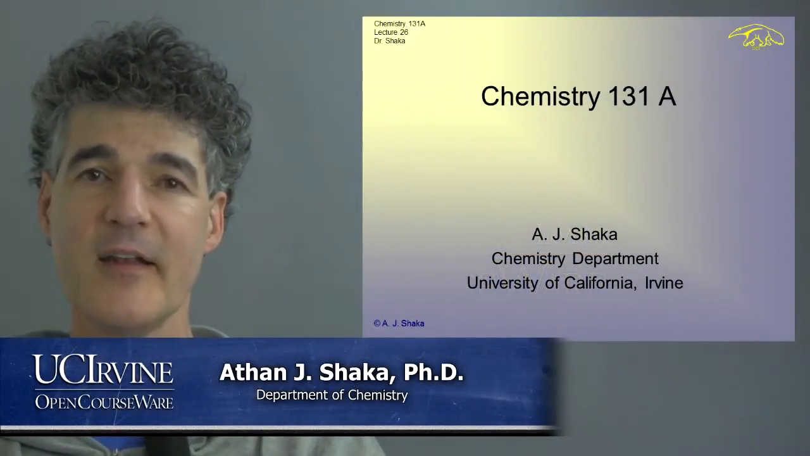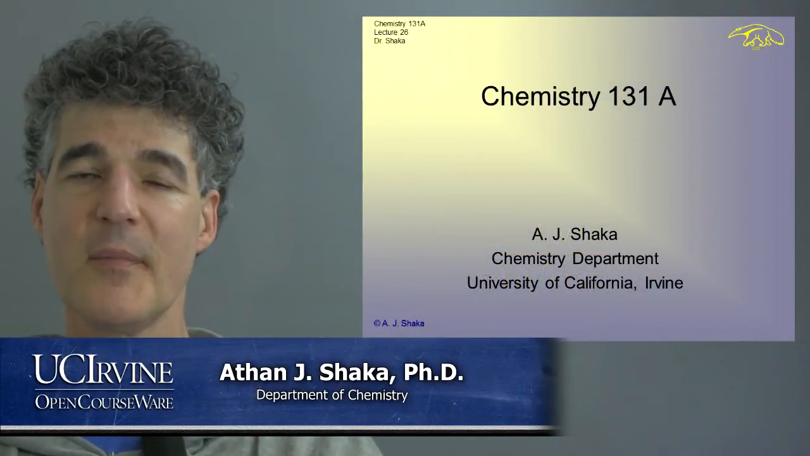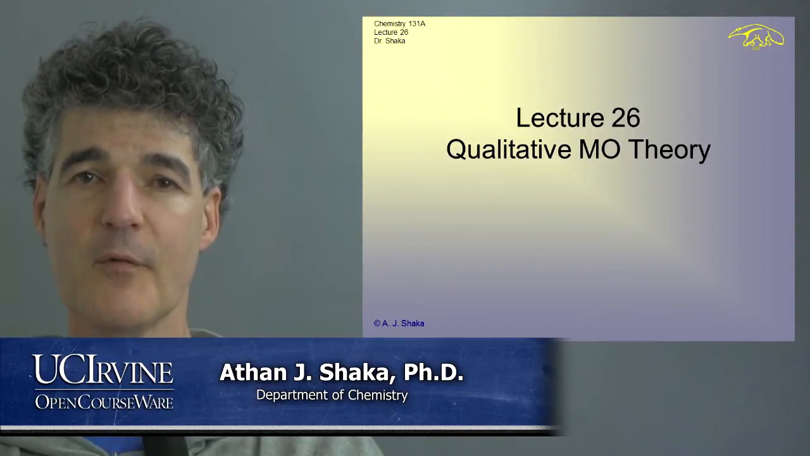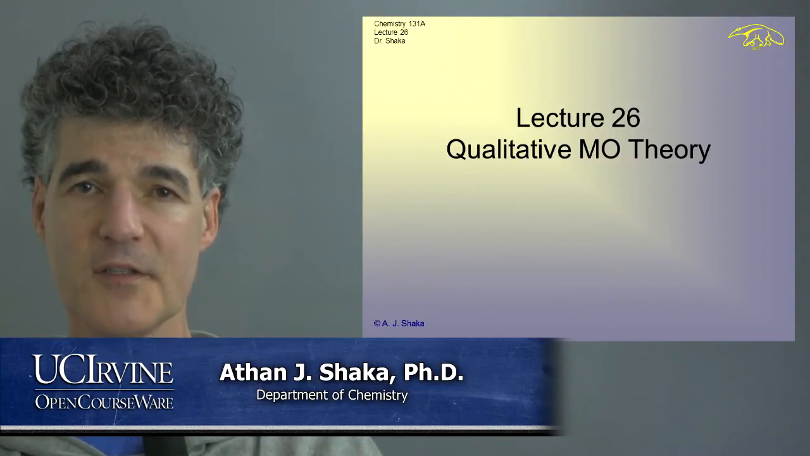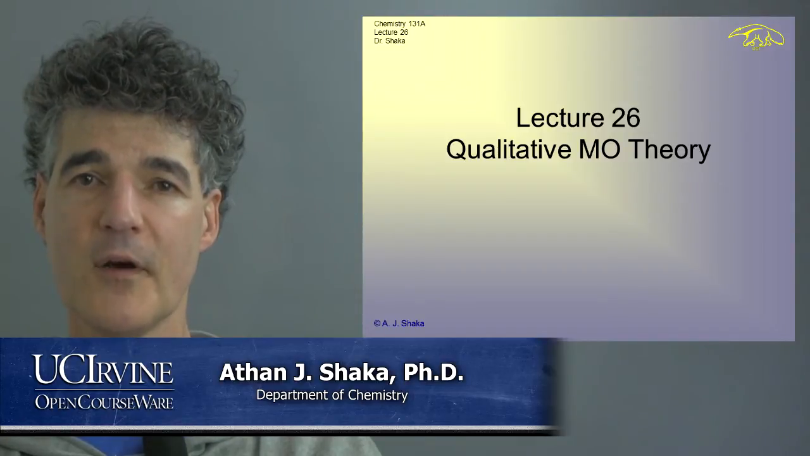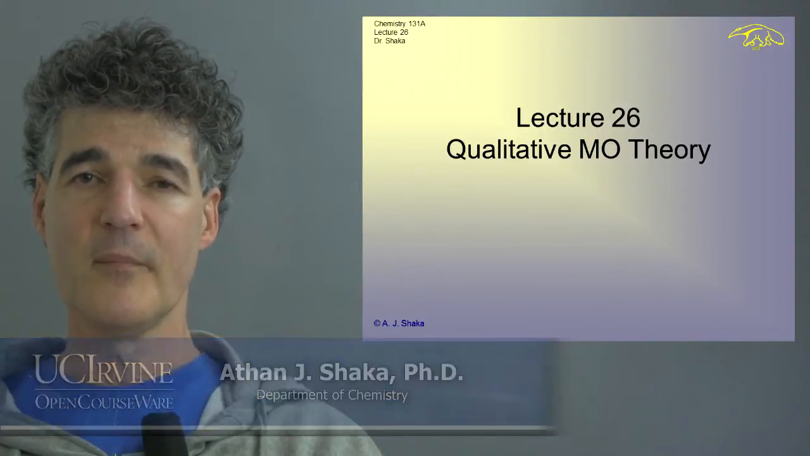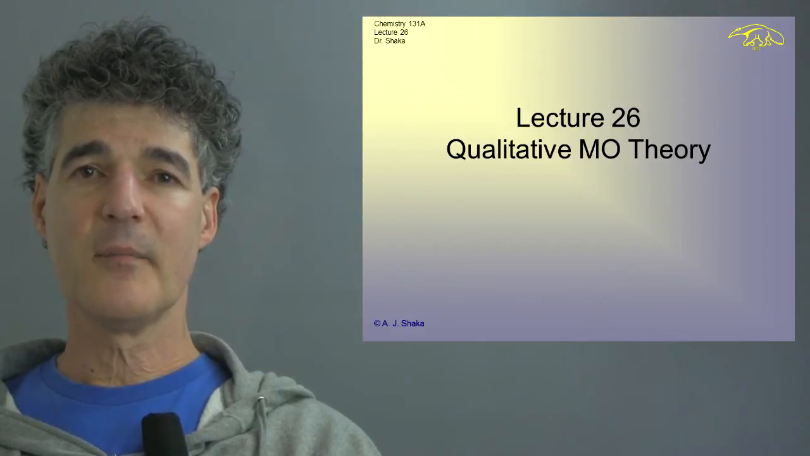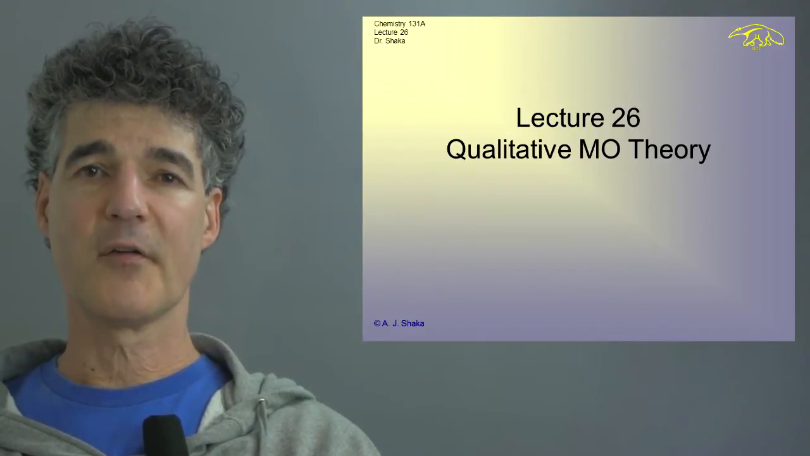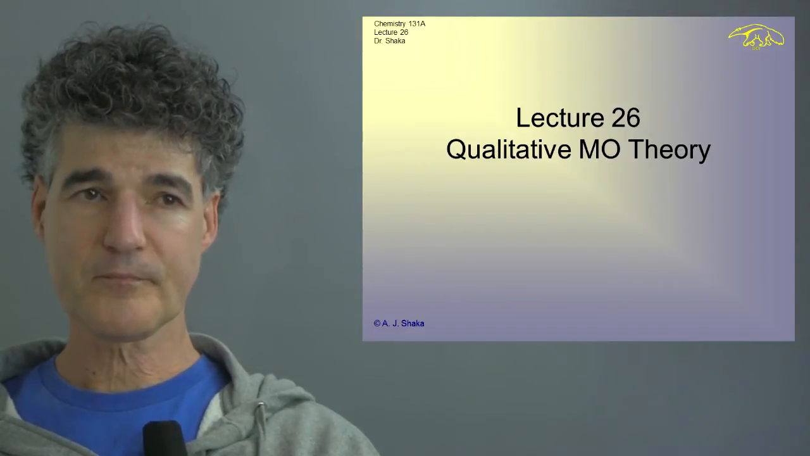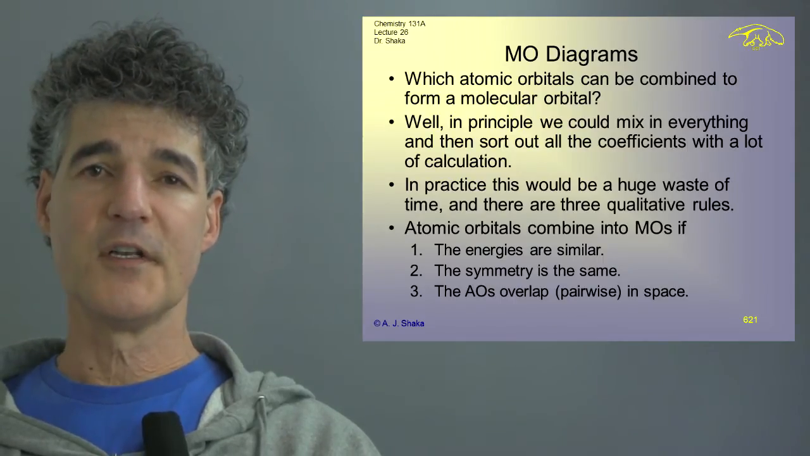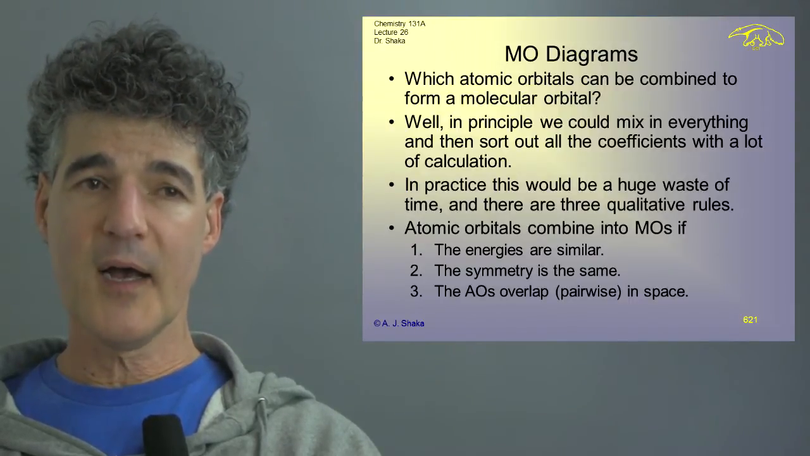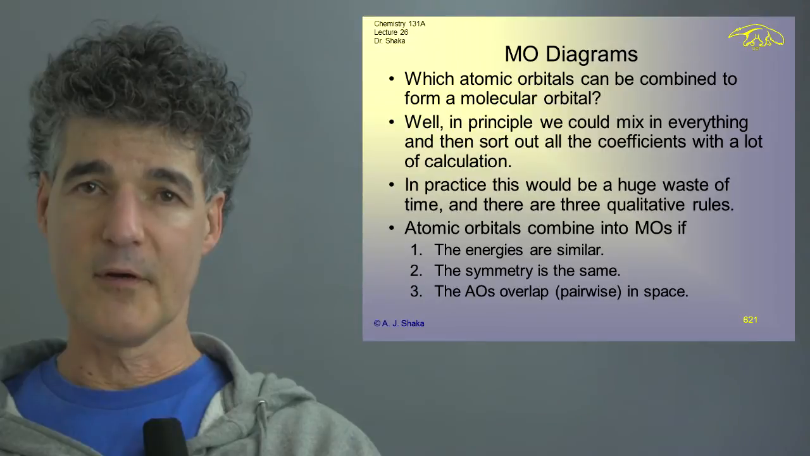Right, we're back again, and this time what we're going to talk about is more qualitative molecular orbital theory. We're still going to do a little bit of calculation, that's for sure, but we're going to tone it down a bit from these detailed calculations and try to understand a bit more about molecular orbital diagrams as well. The first question is, which atomic orbitals can be combined to form a molecular orbital?